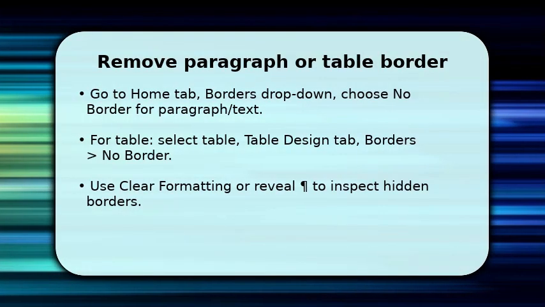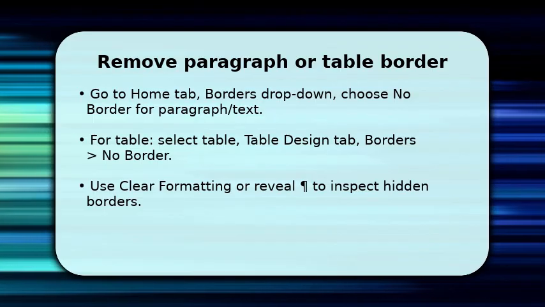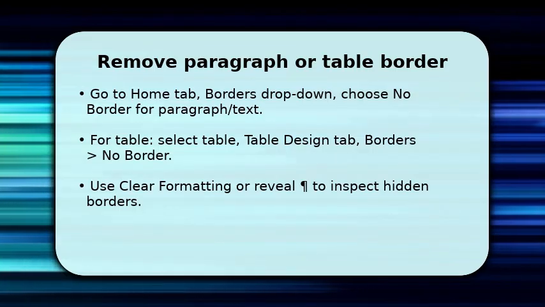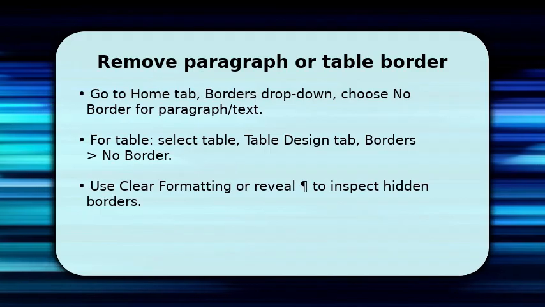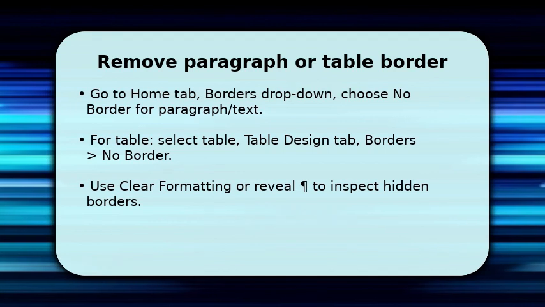You'll now remove inline borders like paragraph or table edges. With the text selected, go to the Home tab and open the Borders drop-down, then choose No Border. This removes paragraph-level lines. For tables, click inside the table, switch to Table Design and set borders to No Border so cell lines disappear. If you still see lines, use clear formatting or enable paragraph marks to reveal hidden borders. Make sure to inspect adjacent paragraphs. Sometimes a border is applied to a neighboring paragraph, not the one you thought.